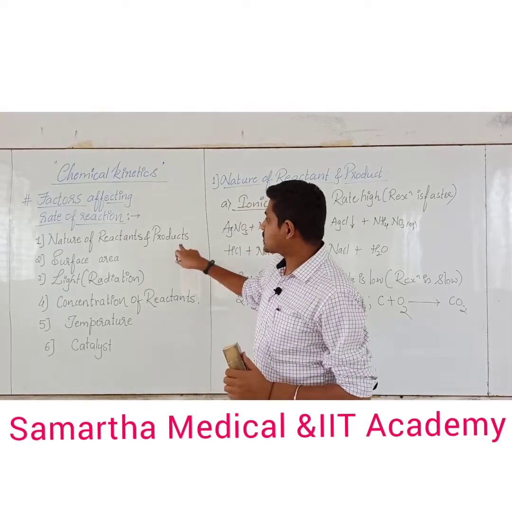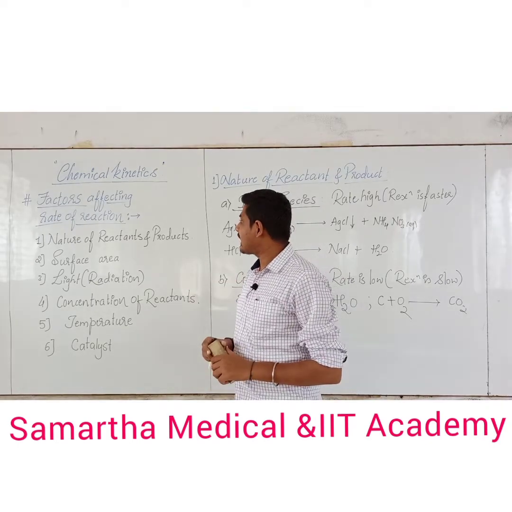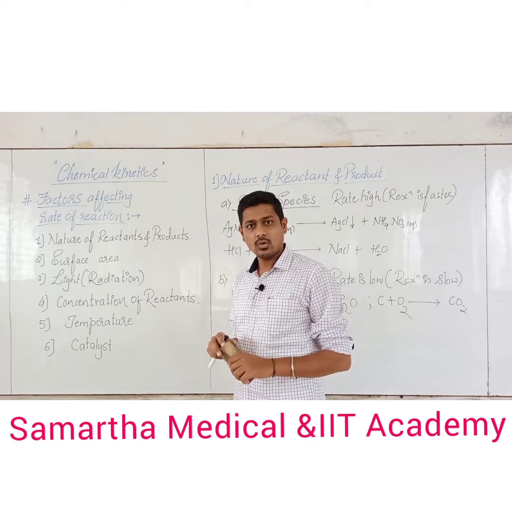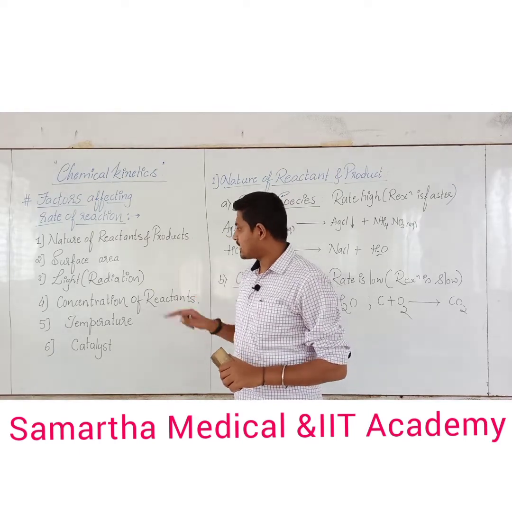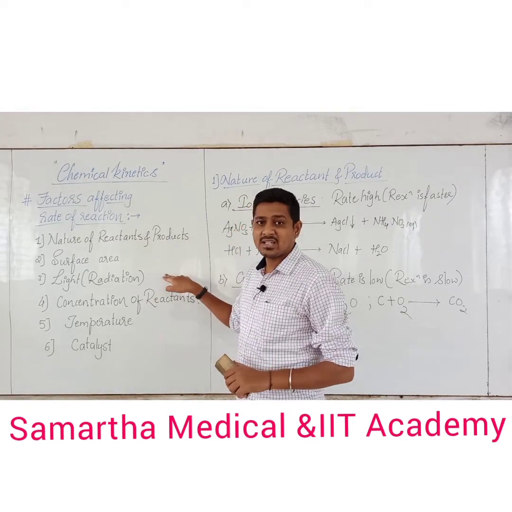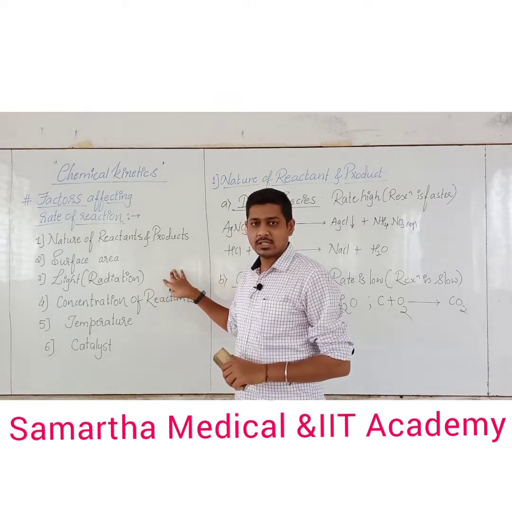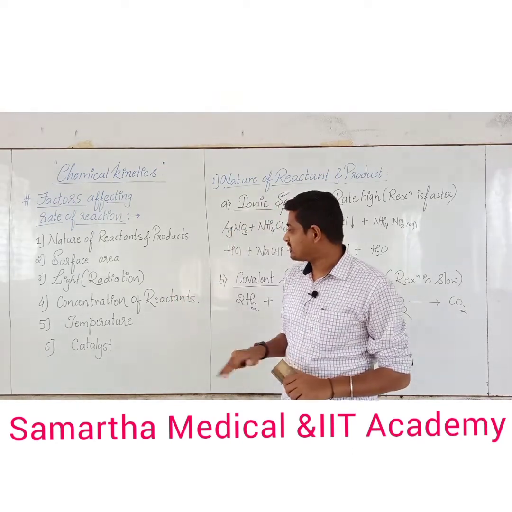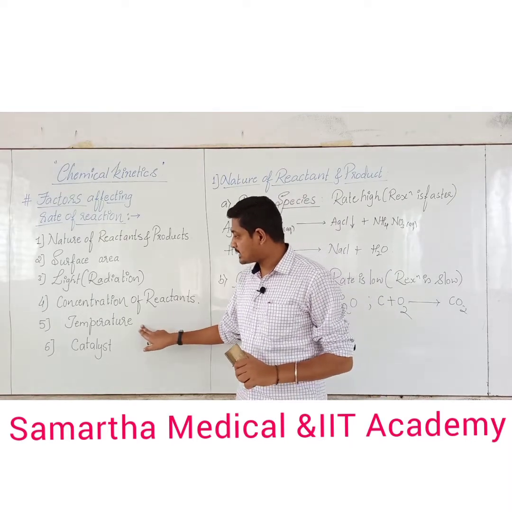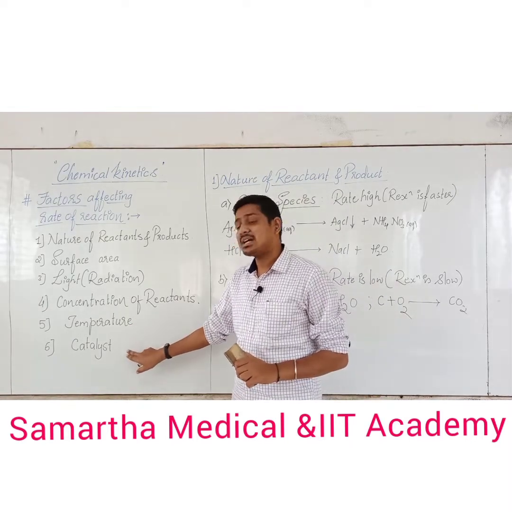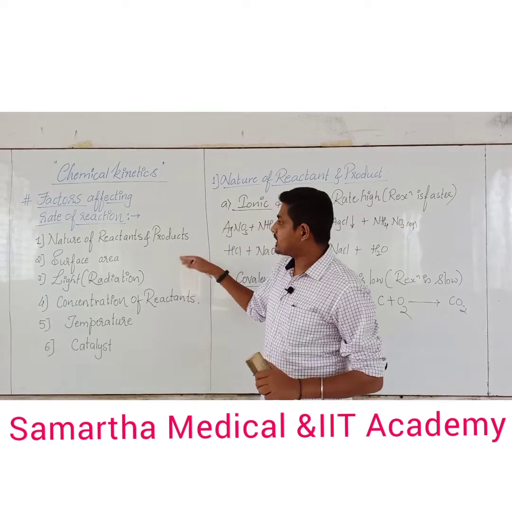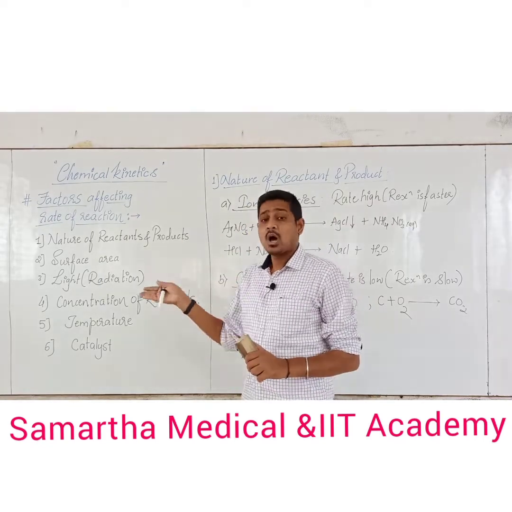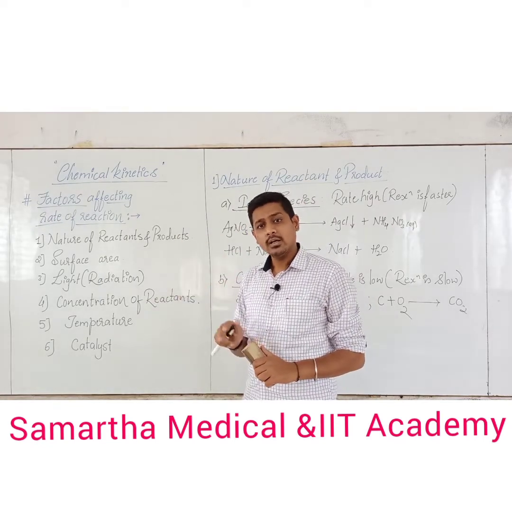The first one is the nature of reactants and products. The second one is surface area. The third one is light or certain radiation, also we can say. Then the fourth one is concentration of reactants. The fifth one is temperature, and the sixth one is catalyst. So we shall see one by one how these factors affect the rate of a reaction.